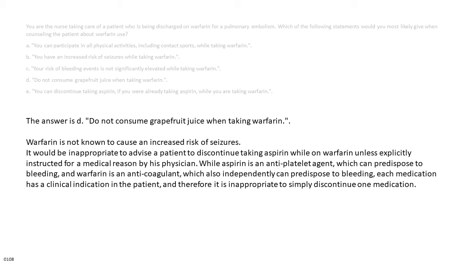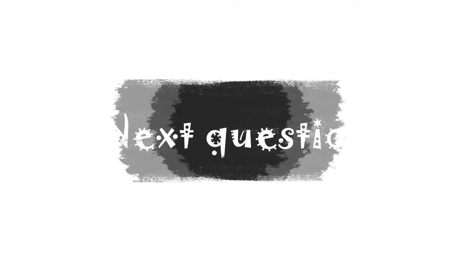It would be inappropriate to advise a patient to discontinue taking aspirin while on warfarin unless explicitly instructed for a medical reason by his physician. While aspirin is an antiplatelet agent, which can predispose to bleeding, and warfarin is an anticoagulant, which also independently can predispose to bleeding, each medication has a clinical indication in the patient, and therefore it is inappropriate to simply discontinue one medication.